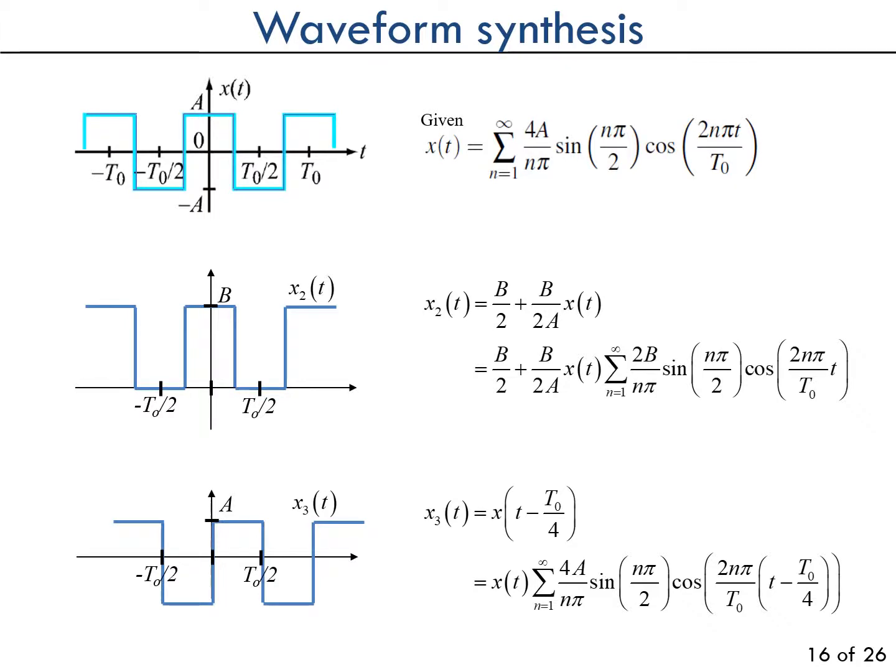So what you do is this. You take the original x of t given on the very first equation, and what you do initially is you see that it goes up to a height of A.